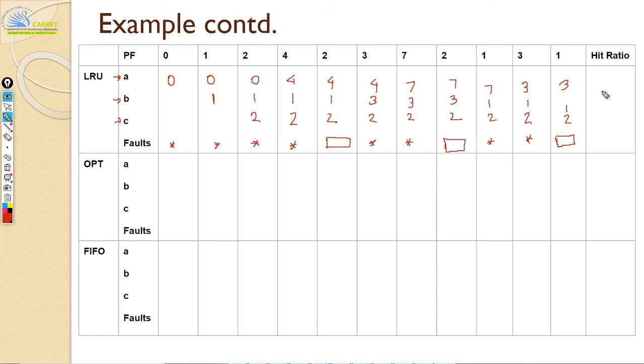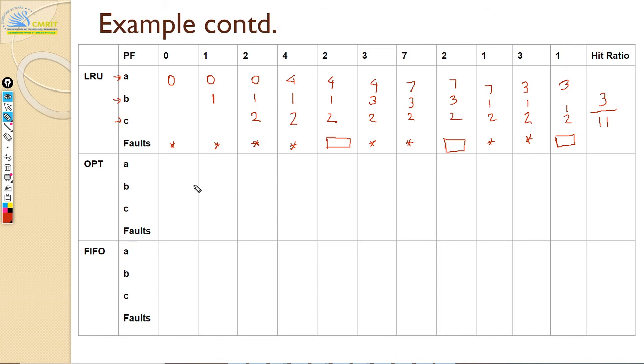How many hits do you have? Three. Good. And what's the total number of pages you have? It is 11. Okay, so your hit ratio is 3 by 11. Okay, 3 over 11. Thank you, thanks Nitin, thanks to the others who helped me solve this.